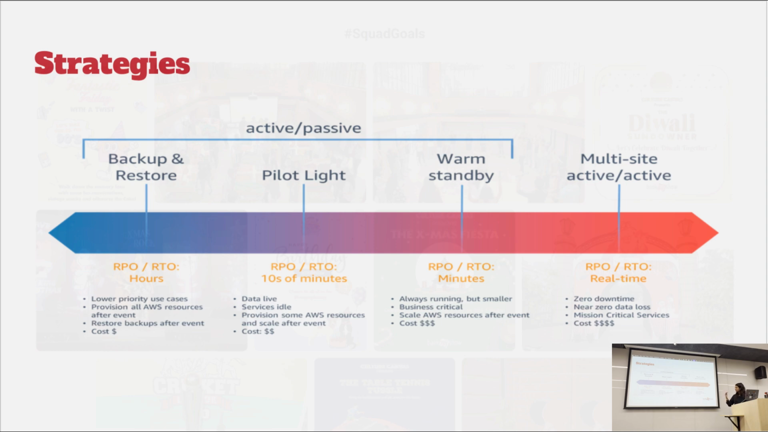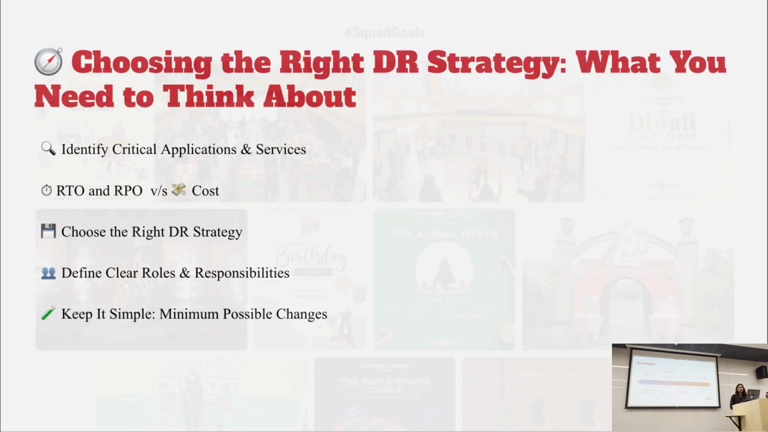But then again, the major trade-off for that is the cost, because cost will exponentially increase as we move from left to right. Now I think we are clear with these four strategies that we have, right? Now generally the organizations are pretty big, right? How do we define which one out of the four to go for?